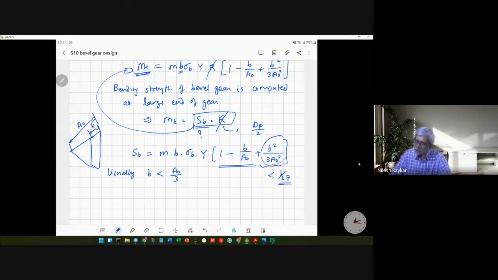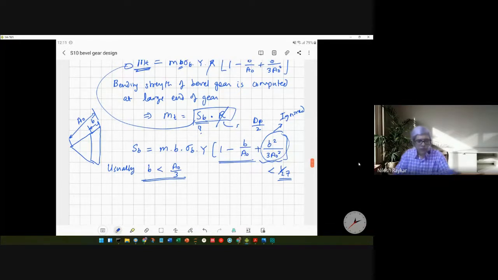So this particular term is ignored in the final formula for the calculation, because practically the proportions of the face width will not be larger than a naught by 3. If you give a very large face width, you will not get the proper uniform contact over the entire width of the gear. Oh, we have crossed our time limit, so I will just conclude.